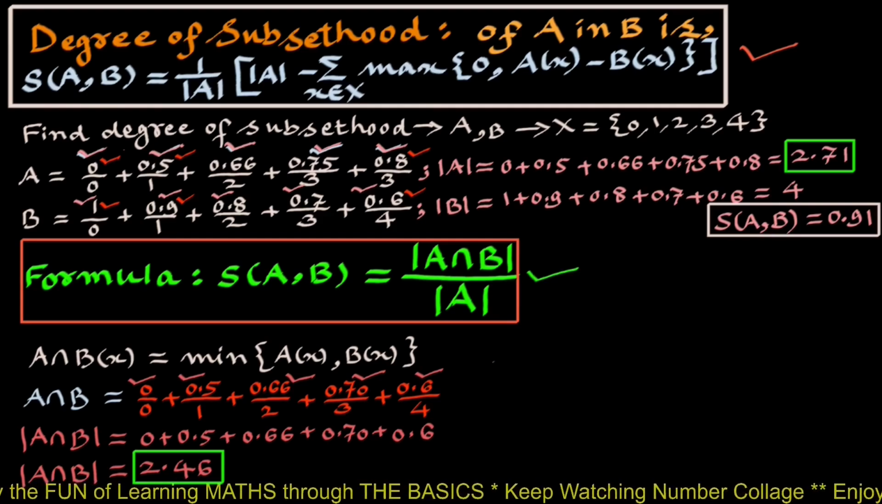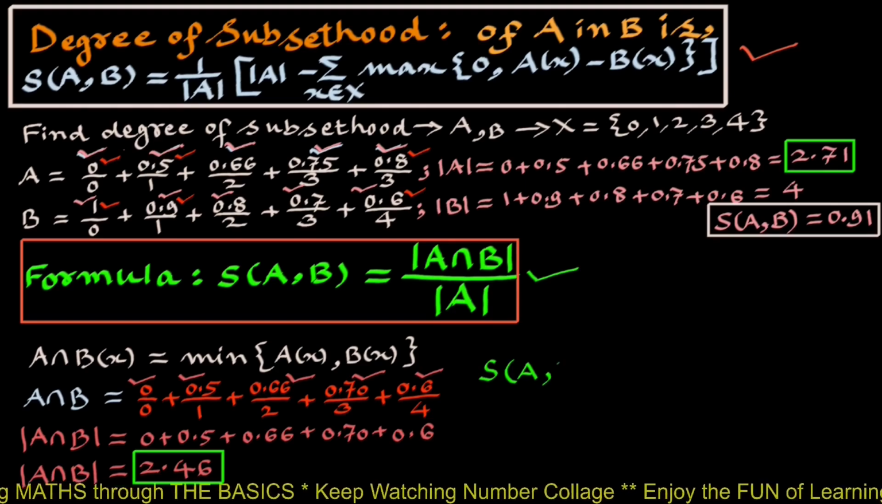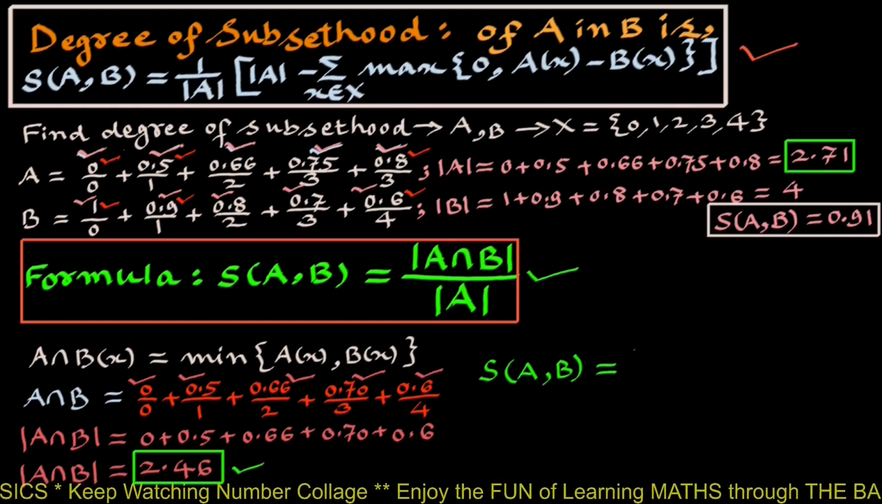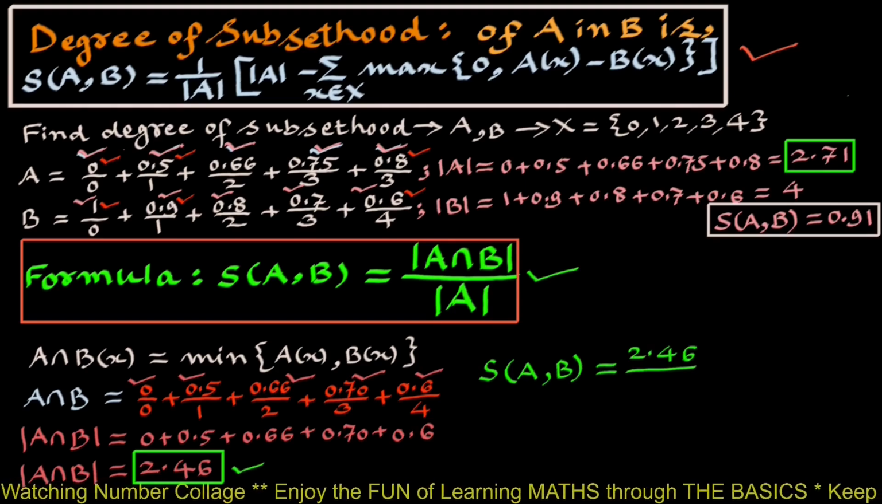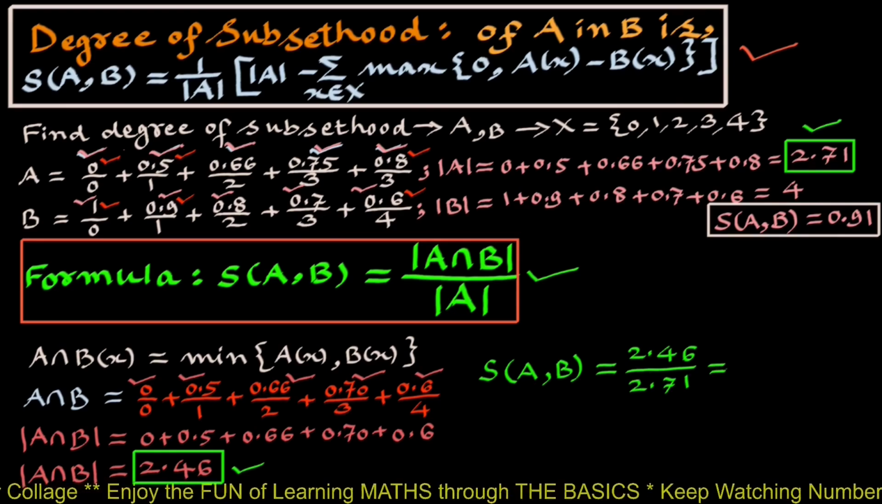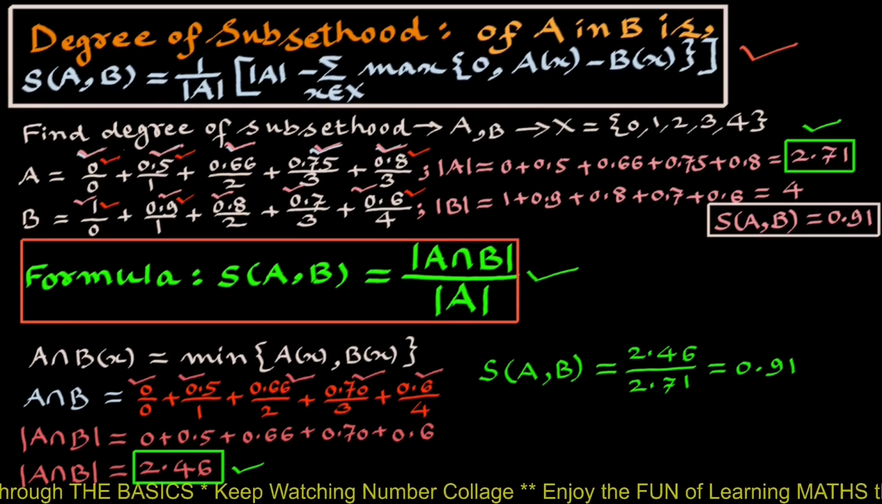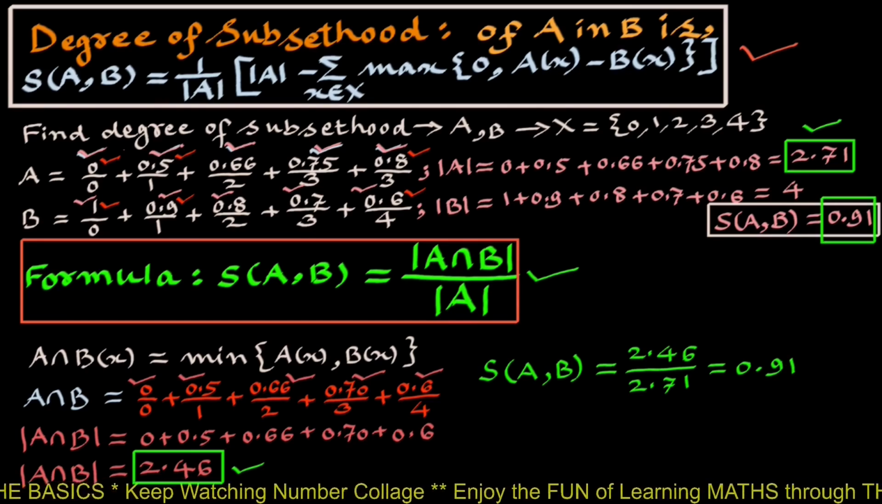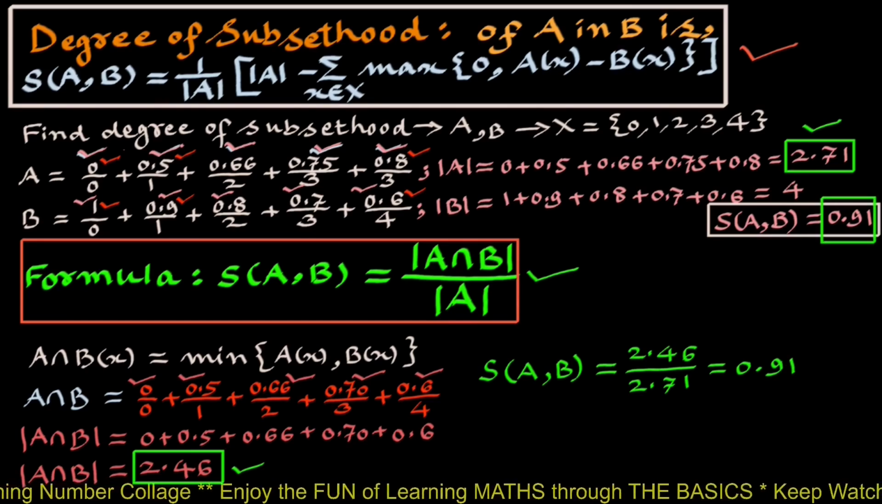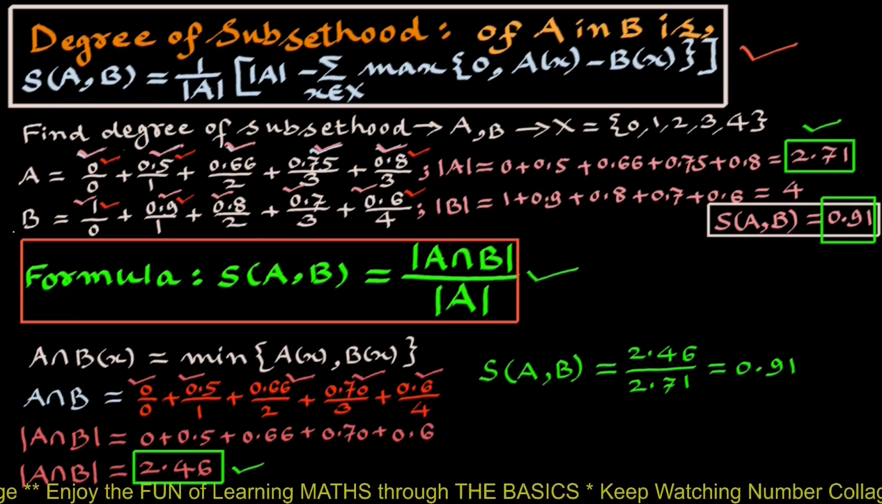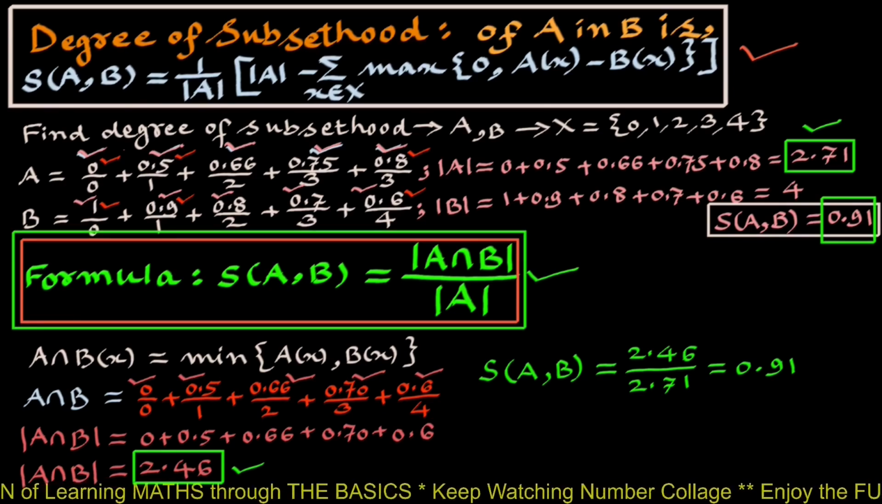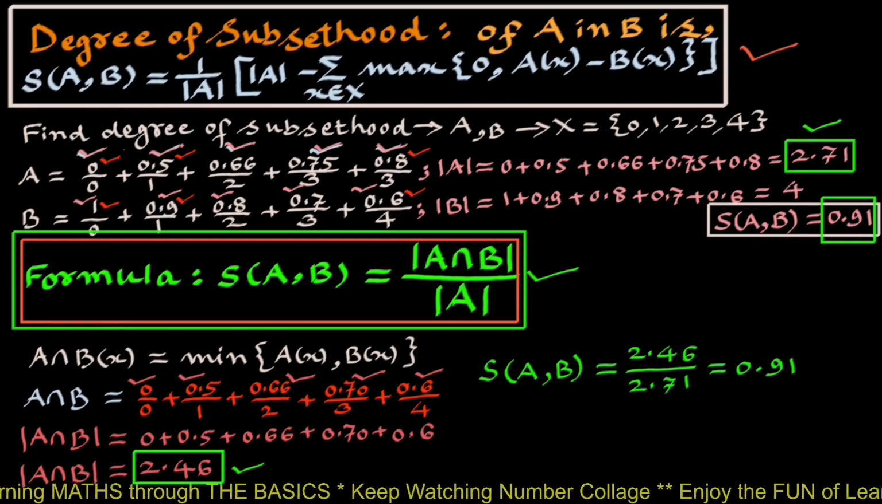out degree of subsethood S of A in B equals this 2.46 upon this 2.71, which works out to be 0.91, same as this answer 0.91. This verifies that we can directly use this formula to find degree of subsethood A in B.